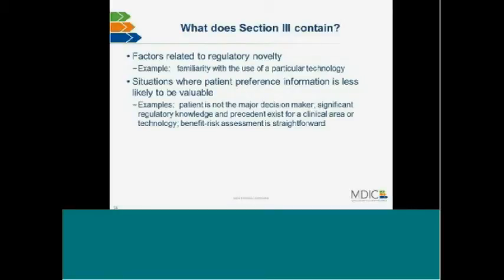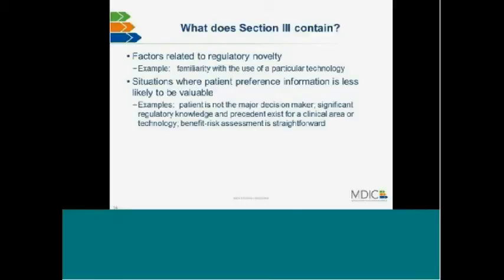The third factor are factors related to regulatory novelty. One of those is familiarity with the technology. There are a lot of technologies that introduce issues related to patient preference. It might be a technology that's less invasive. It might be a device that replaces a drug therapy or is an alternative to a drug therapy. Maybe it's a reversible treatment as opposed to an irreversible treatment. So there are different things that we'd look at related to regulatory novelty that might have preferences associated with them.